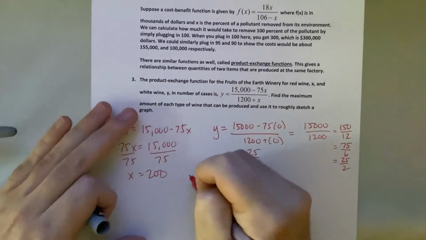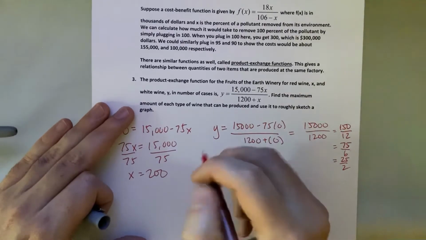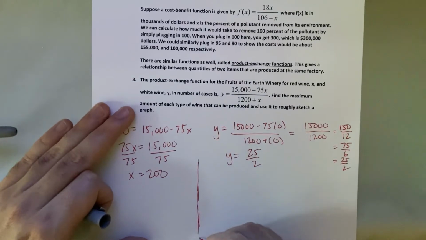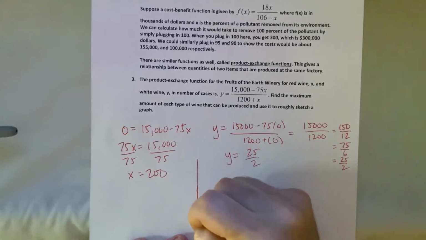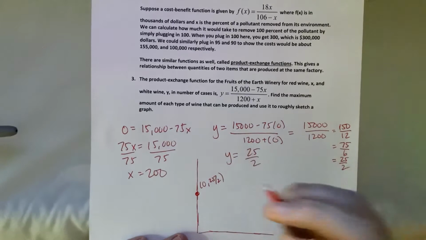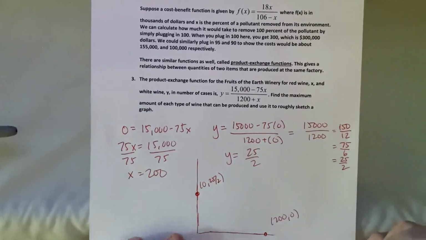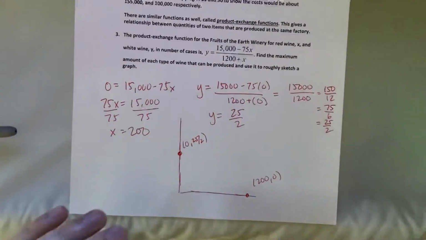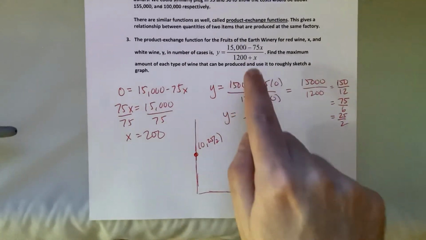Now they said use it to sketch roughly the shape of the function. So let's look at what this is going to look like. We know that if x is 0, y is 25 over 2. And x is 200 when y is 0. Now you might be thinking, okay, I just draw a line between those 2 points. But remember, this is a rational function. So we know the only asymptote would have been way over at negative 1200.